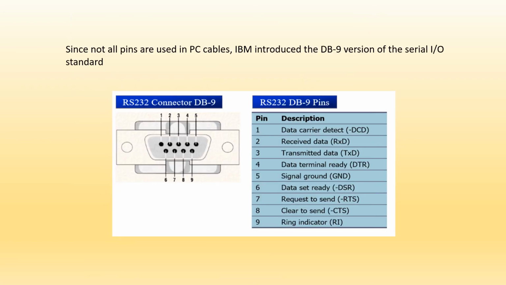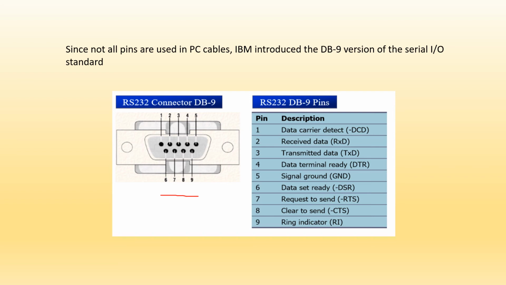In the RS-232 DB25 connector, since all the pins are not used, IBM introduced a new DB9 version which can be used for the serial IO standard. Instead of 25 pins, it has just 9 pins which can be used for serial input-output communication. The figure shows the DB9 connector. The upper line has pin numbers 1 to 5, and the lower line has pin numbers 6 to 9.